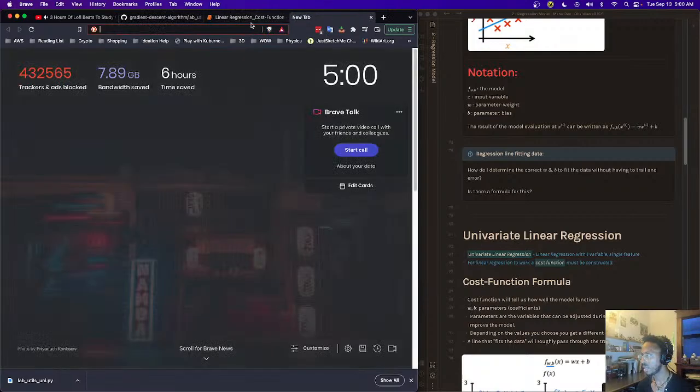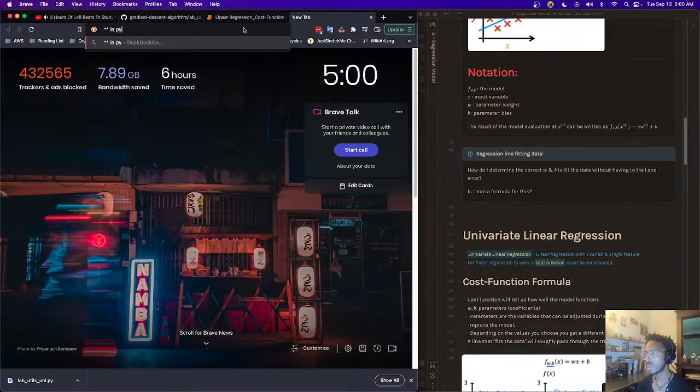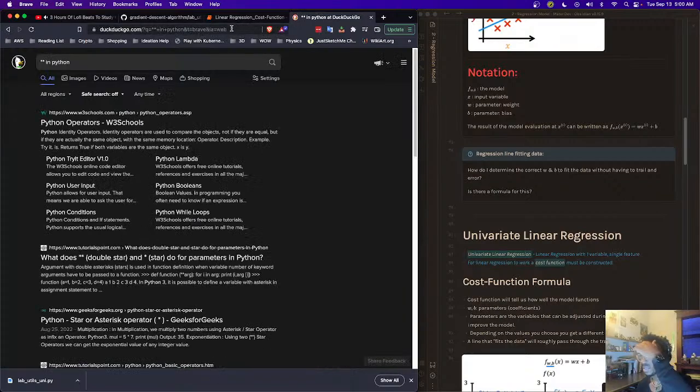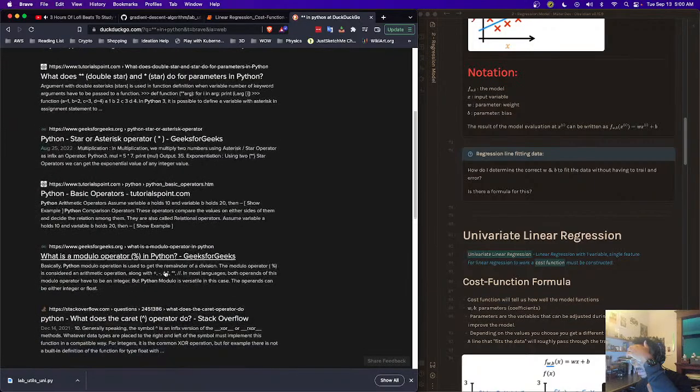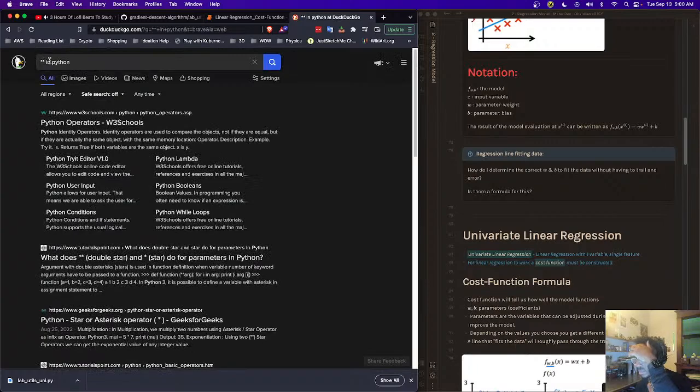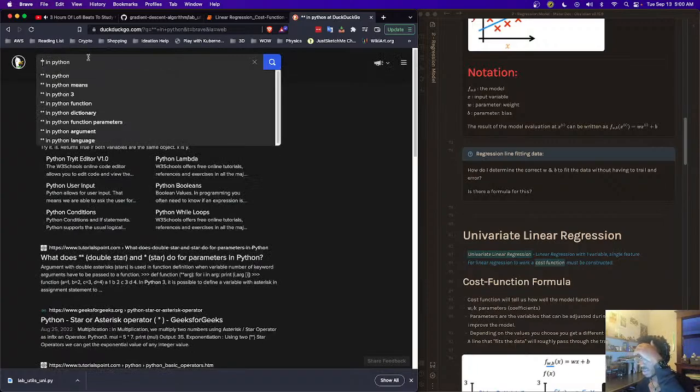I need to look something up really quick. I don't know what a double star means in Python. I think it means to divide. That would make sense. Let me just put some parentheses around this.